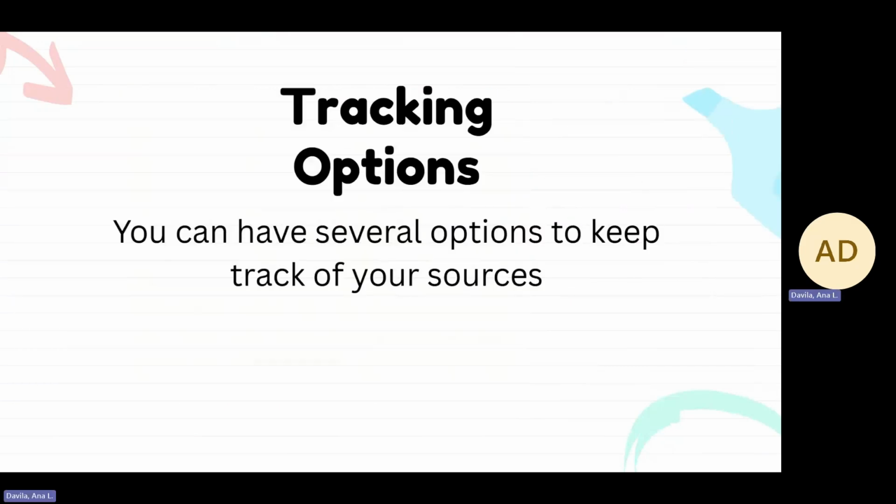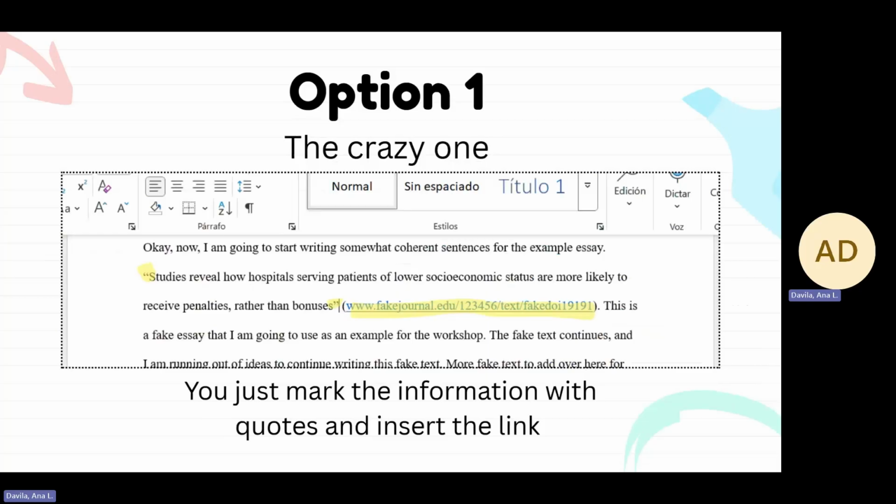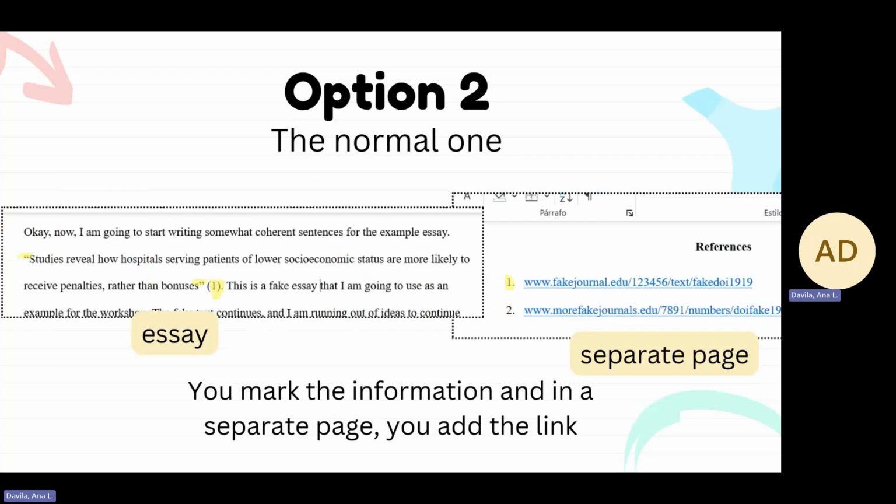Okay, so for your tracking options, you have several options that we have seen through the years. So I'm going to present this, right? The crazy one is you just mark the information that is not yours, so we know that you're not plagiarizing, and so you remember, because sometimes you write up something and think, that was such a good sentence, and then, oh no, I copied that one. So make sure that you mark it down, and then you can put the link over there. Or you can just do the normal one. There's the Chicago style, where you mark that information and put a number 1, and on a separate page, you can put the link. So make sure that you do it.